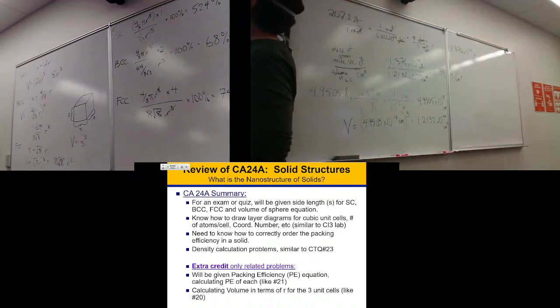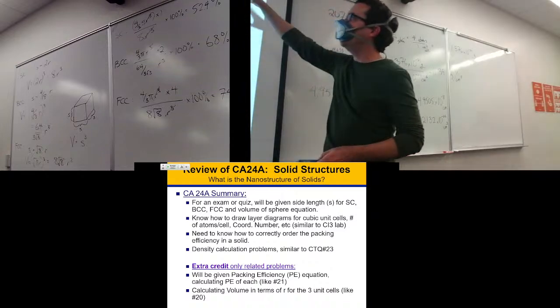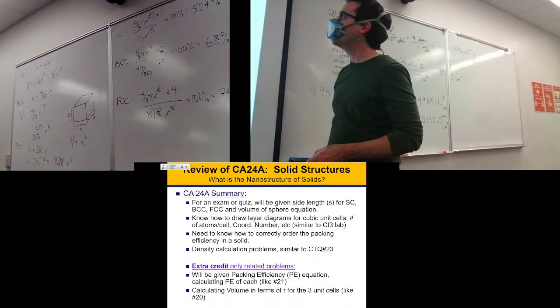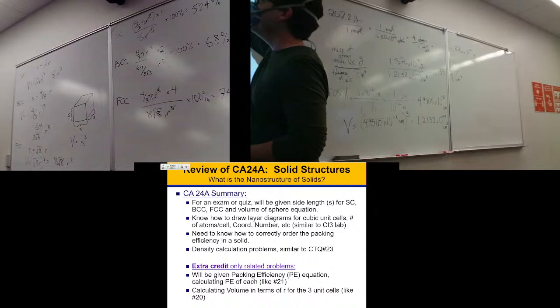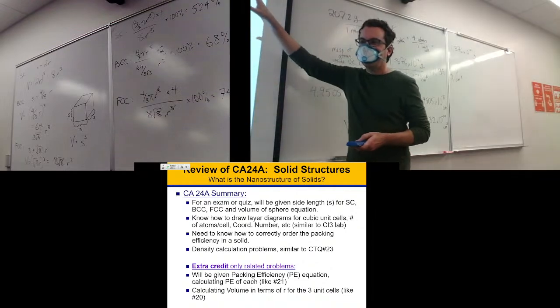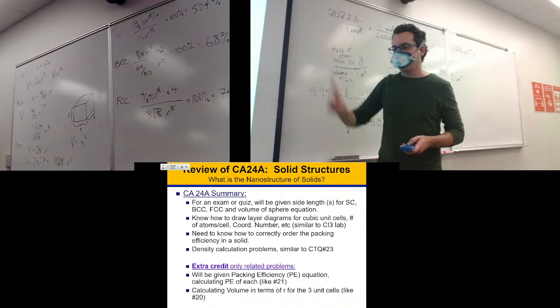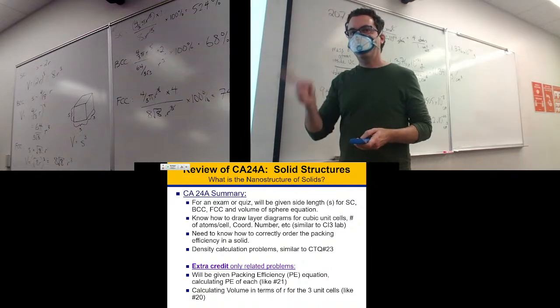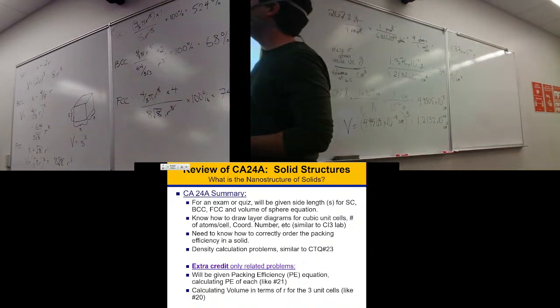the stuff you'll get quizzed on is knowing how to take a side and, given the side and the volume, you'll be given the equations for the side and or the volume of the unit cells, and know how to use them to calculate things like volume of a unit cell. You need to know how to do layer diagrams. So not this quiz, next week's quiz, okay?